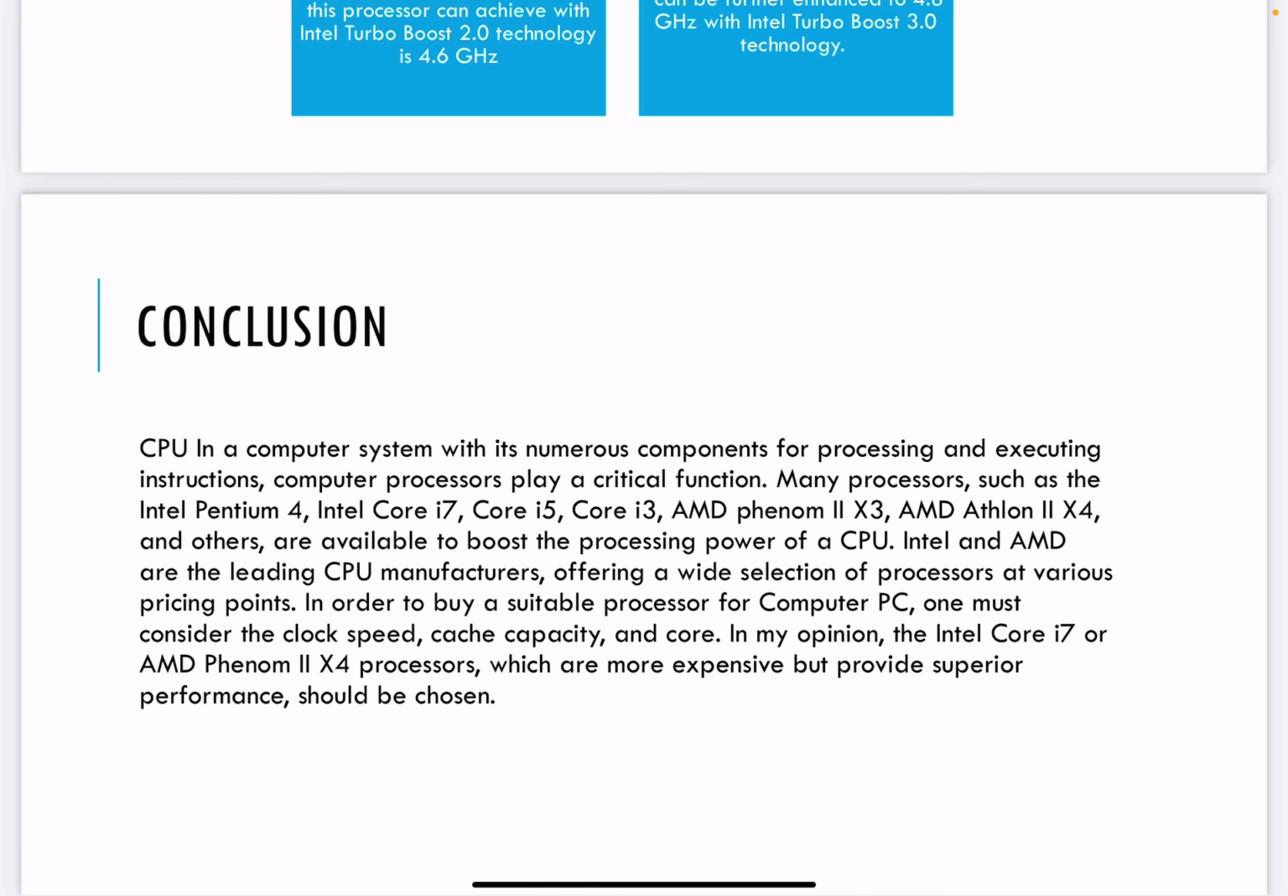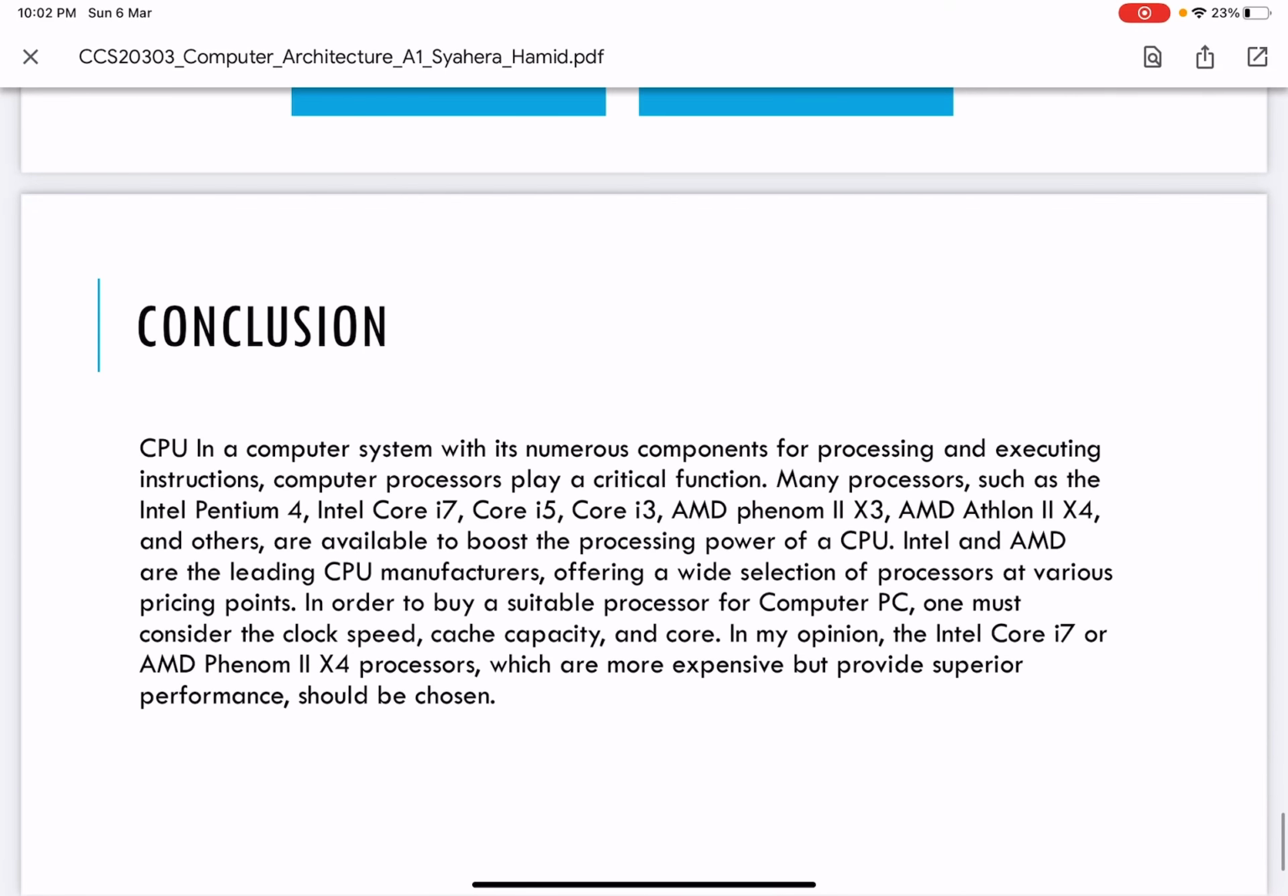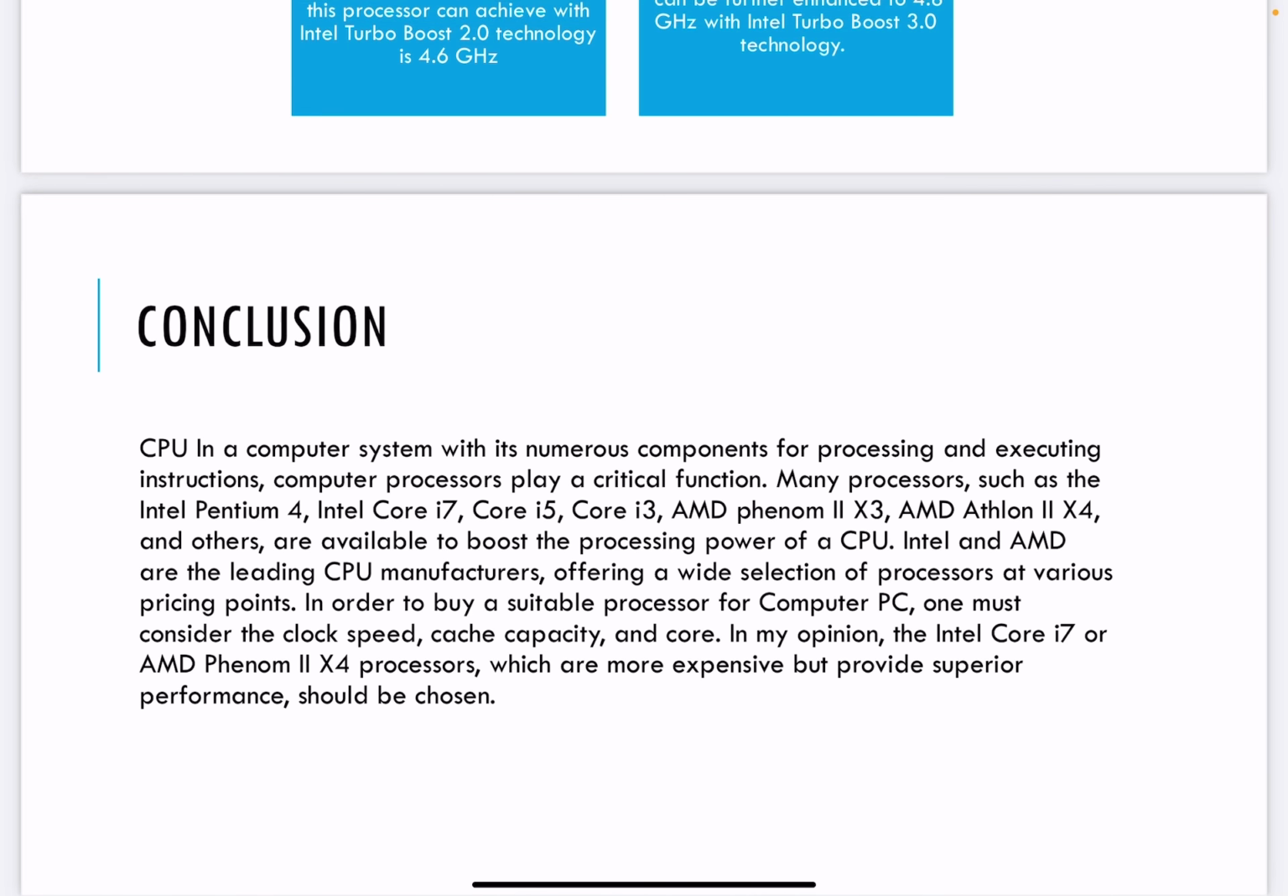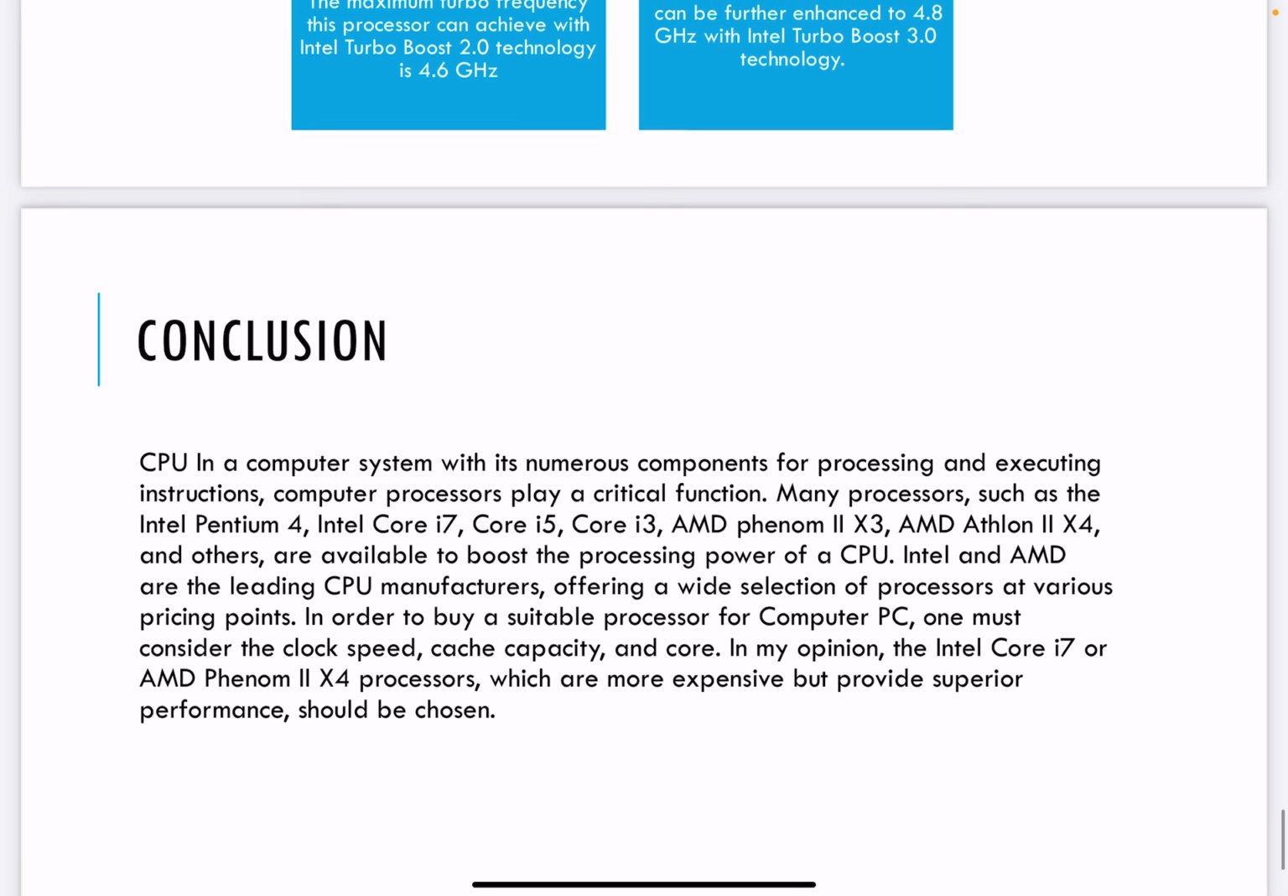Intel and AMD are the leading CPU manufacturers, offering a wide selection of processors at various pricing options. In order to buy a suitable processor for a computer PC, one must consider the clock speed, cache capacity and cores. So in my opinion, the Intel Core i7 or AMD Phenom II X4 processor, which are more expensive but provide superior performance, should be chosen.